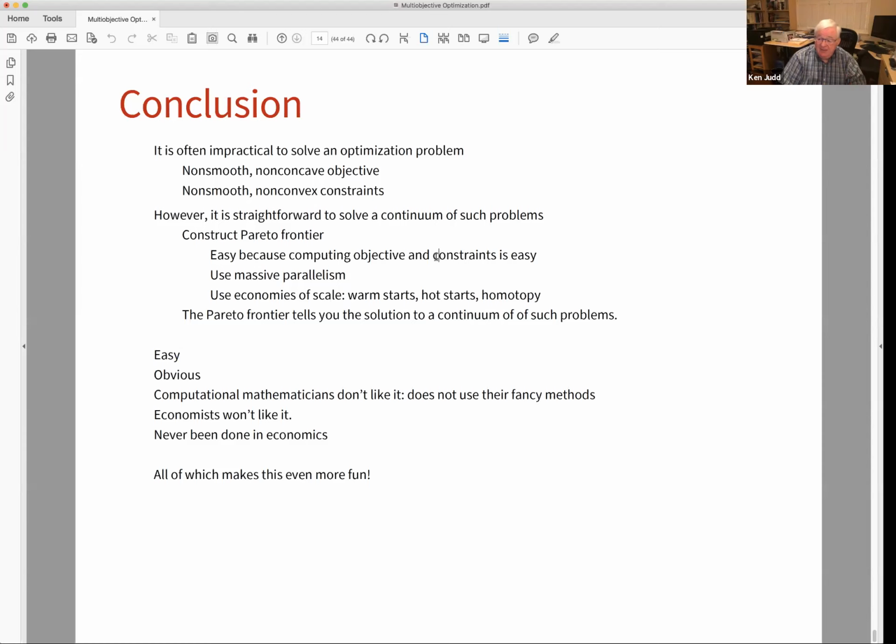Economies of scale. And I see numerical analysis as really just applied economics. If you understand economies of scale, you'll do very well here. And so you can do this now. So this is all easy, relative to the alternative. It's all obvious. You know what a Pareto frontier is, which you better by now.